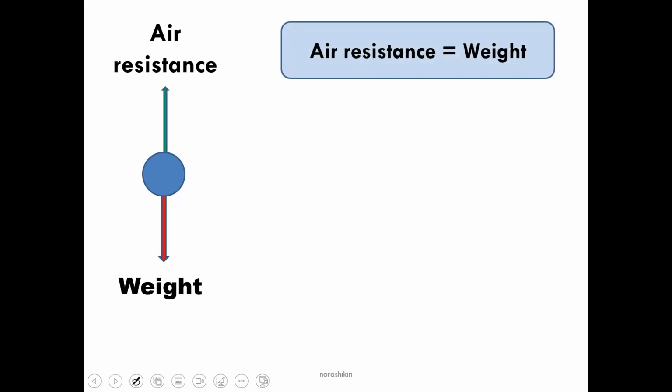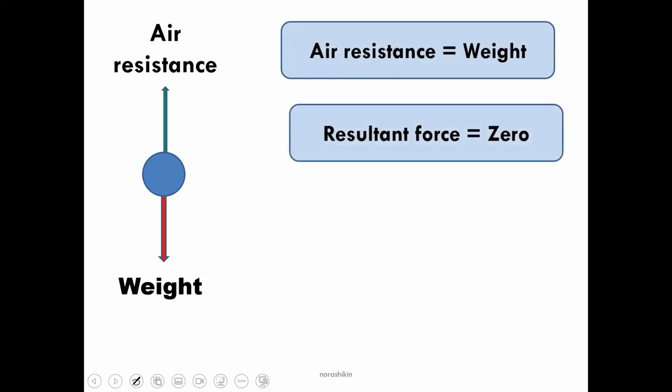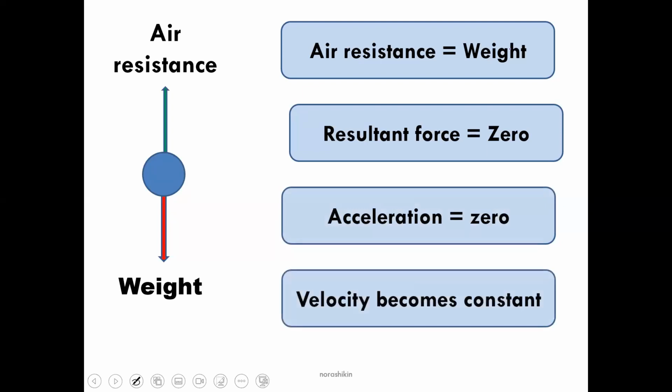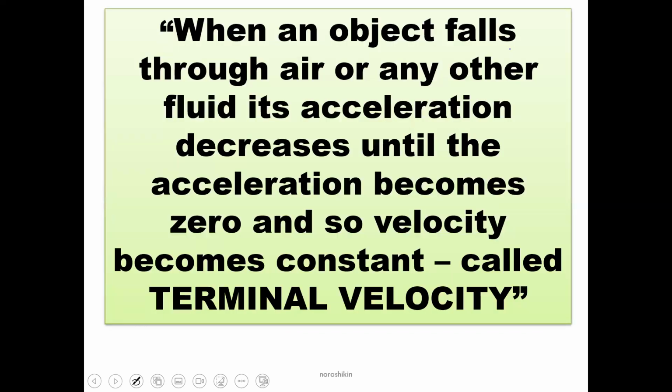Look, air resistance equals the weight. Resultant force becomes zero. Acceleration becomes zero. This is called constant or terminal velocity. One of the most repeated concepts ever in our A-level physics. When something is falling through air, its acceleration decreases until the acceleration becomes zero, and so velocity becomes constant.